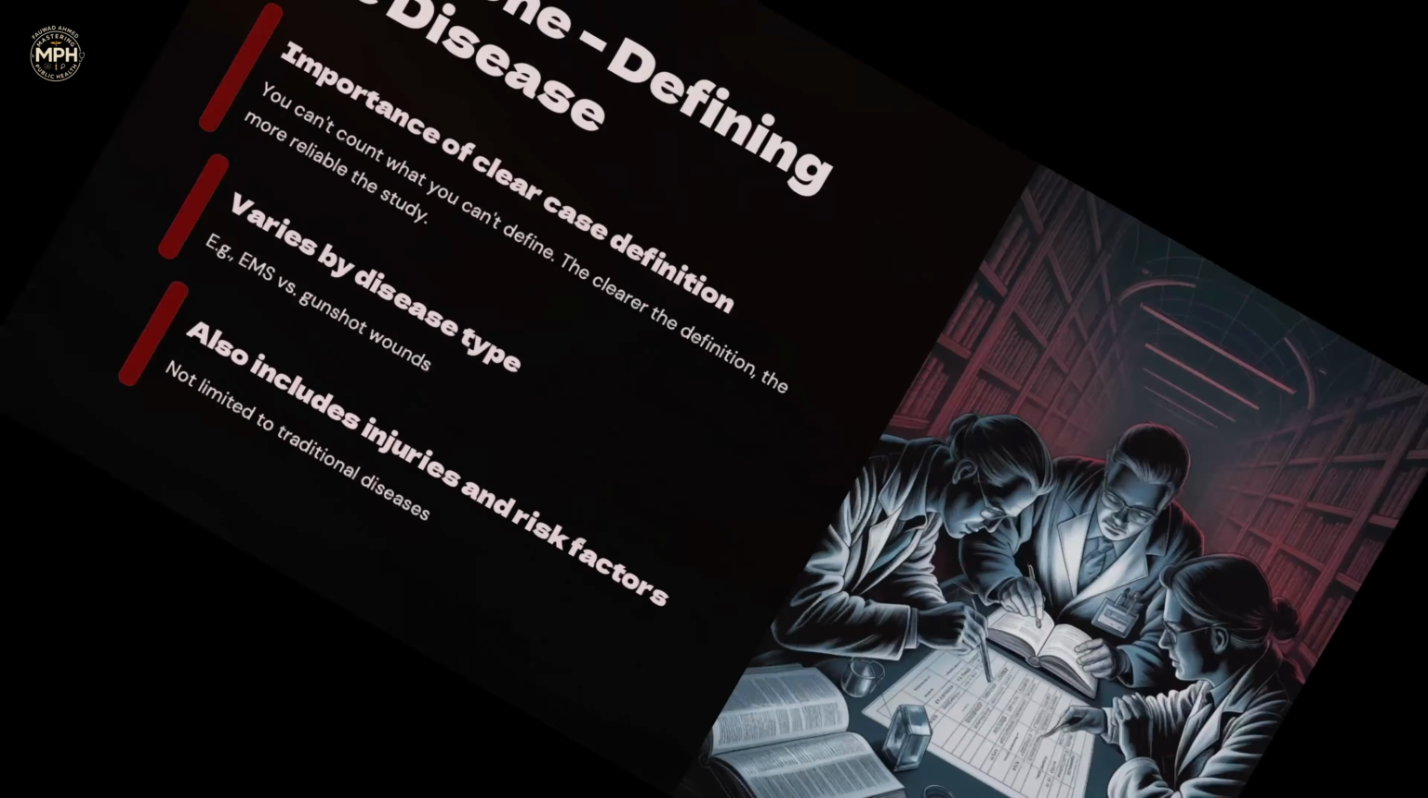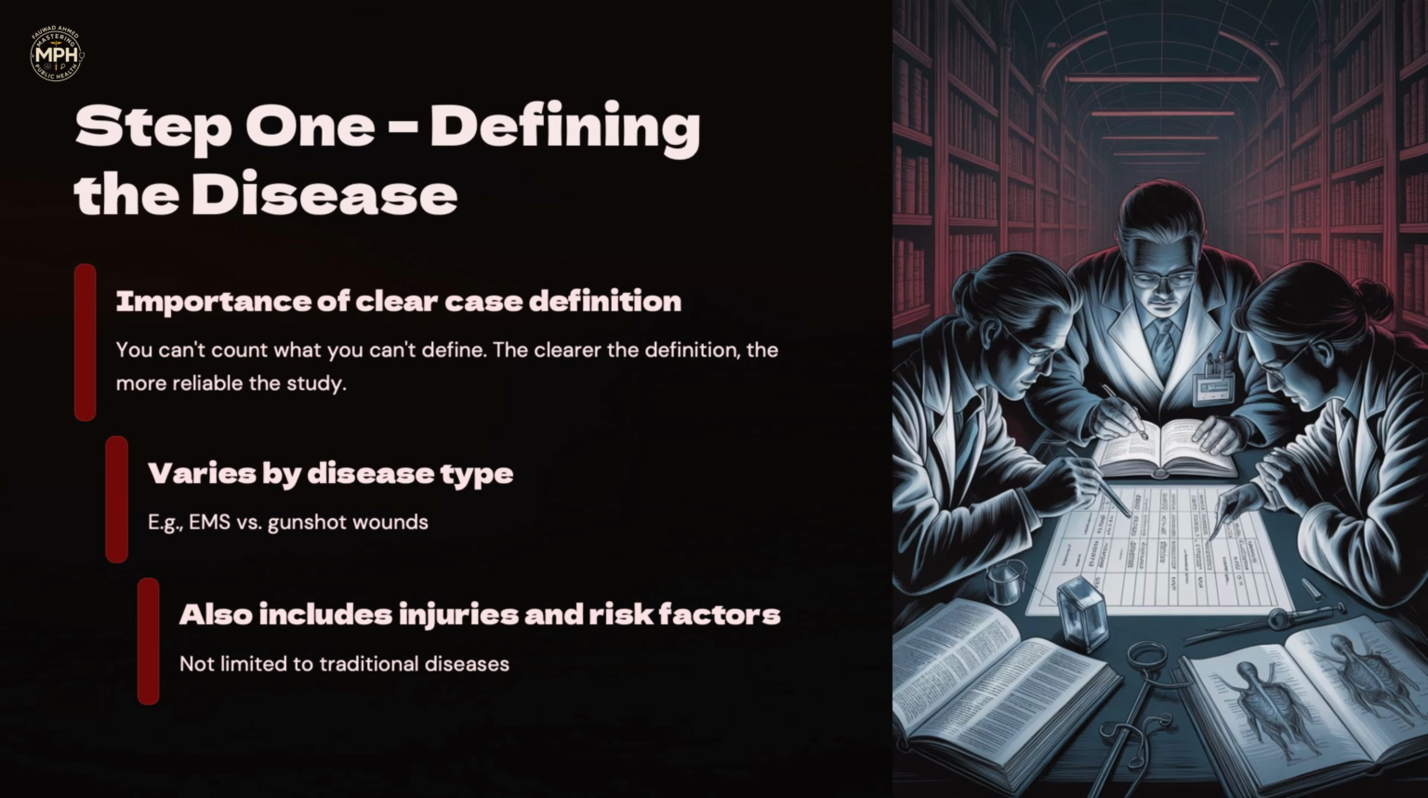Step 1: Defining the disease. The first crucial step in any epidemiologic investigation is clearly defining what exactly counts as a case. For some conditions, like death from a gunshot wound, the definition is relatively clear and easy to count. For others, like hepatitis, which has non-specific symptoms, or emerging illnesses such as eosinophilia myalgia syndrome, the criteria are more complex and may involve lab tests to verify a diagnosis.